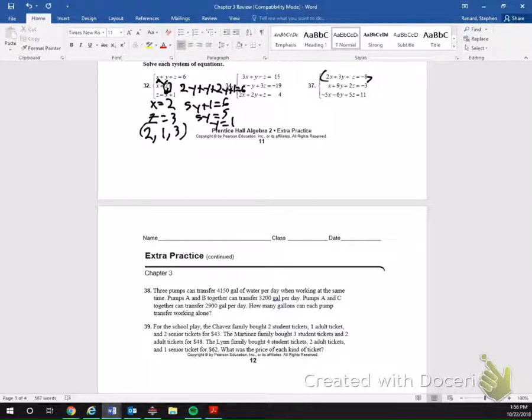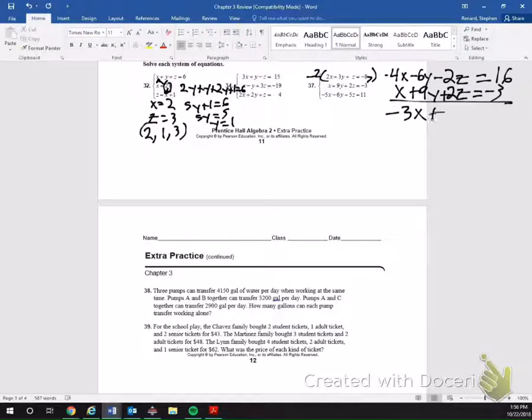A little bit trickier on something like 37. For 37, what I'm going to do is get rid of my z's. So multiply the top one by negative 2. It's going to give me negative 4x plus 6y minus 2z equals a positive 16. Then my second equation is x plus 9y plus 2z equals negative 3. Add those together. You get negative 3x plus 3y equals 13.